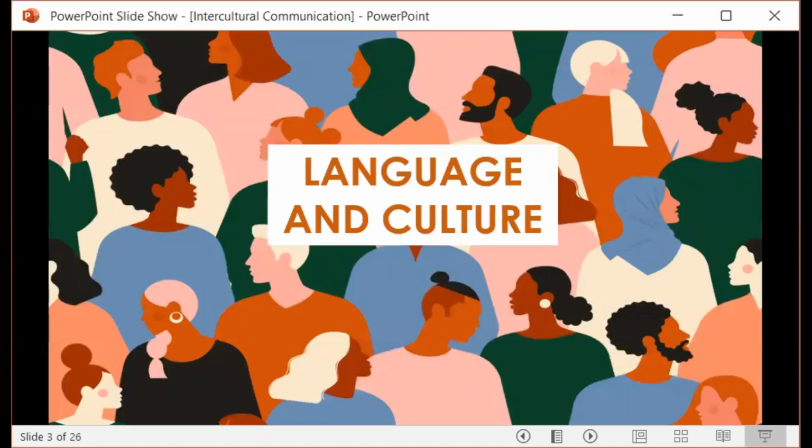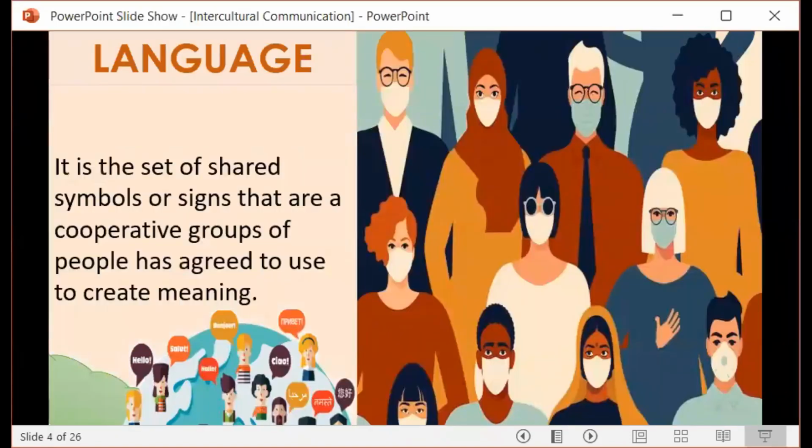When we are talking about language, it is the set of shared symbols or signs that a cooperative group of people has agreed to use to create meaning. Each one of us communicates and everybody has a culture, whether or not it is well defined. This implies that we are all obligated to communicate with people from other cultures, cultures that are different from ours. That is the importance of knowing and understanding intercultural communication.